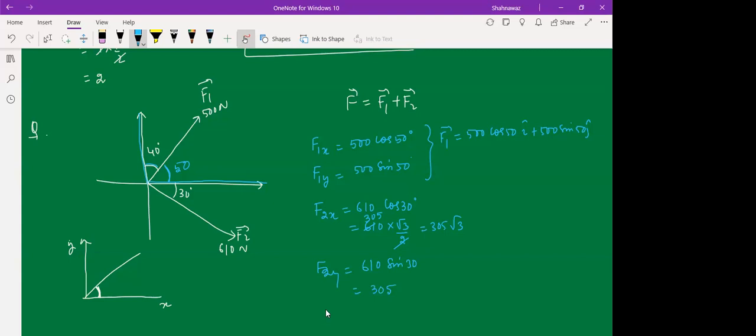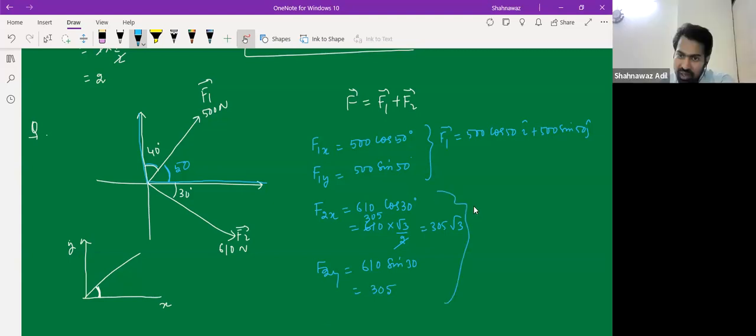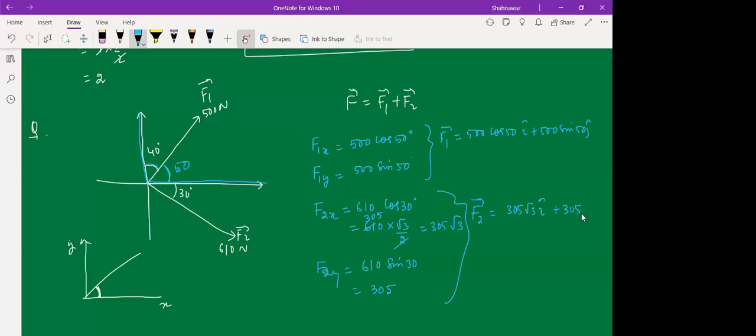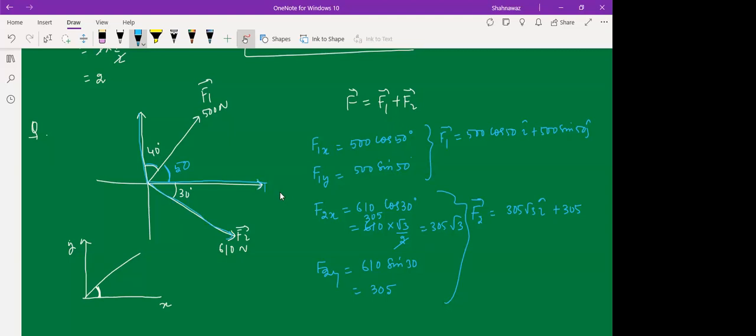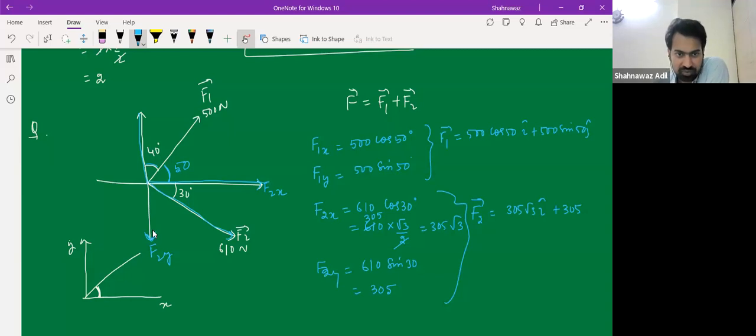Yes, sir. And now we can write F2. So F2 is 305 root 3 i hat. And what would be the sign here? So this is 305. What would be the sign, j or what? Look here and then tell. So this would be F2x i, and there is no k cap. We are in a plane, right? Only x and y.